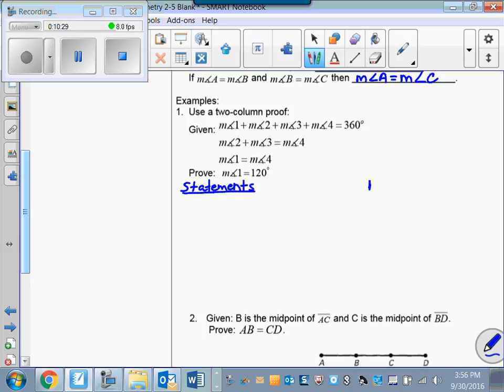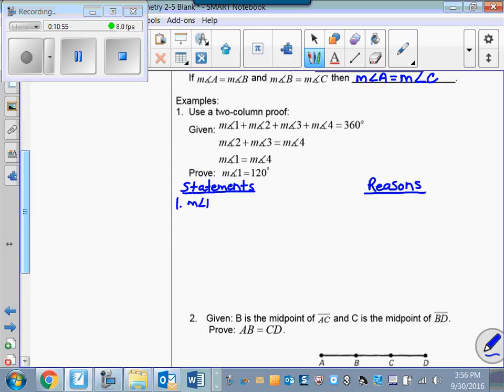And we got to put our reasons. Of course, the first statement is going to be, we have a lot of given things here. So what you can do is you can put, your first statement can be everything that you are given, if you want to do it that way. I think I'm going to just put the first given statement in my first statement.